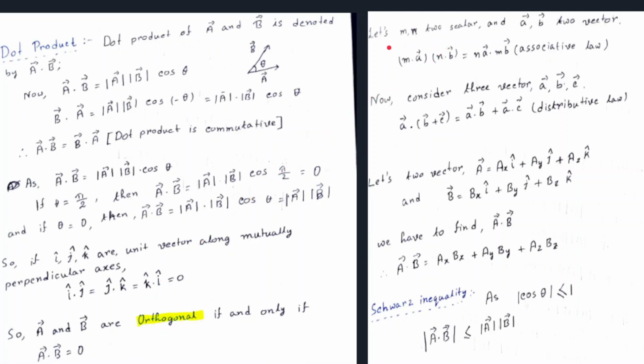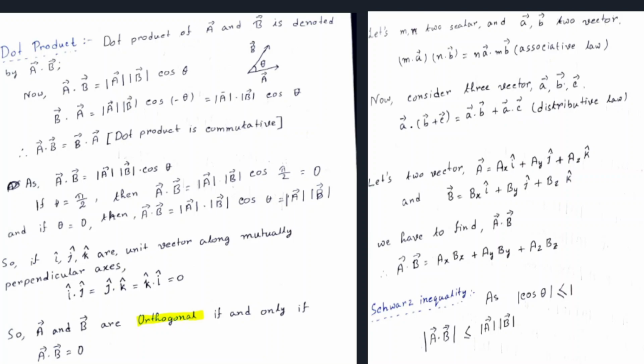Let's go to another property. m and n are two scalars and a and b are two vectors, then m times vector a dot n times vector b can be written as n times vector a dot m times vector b. This is called the associative law. And another thing, now consider three vectors, vector a, vector b, vector c. Vector a dot vector of b plus c can be written as vector a dot vector b plus vector a dot vector c. This is the distributive law.